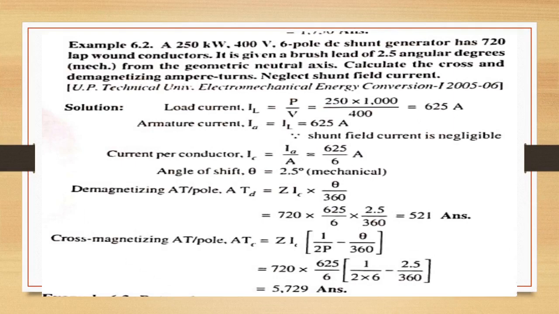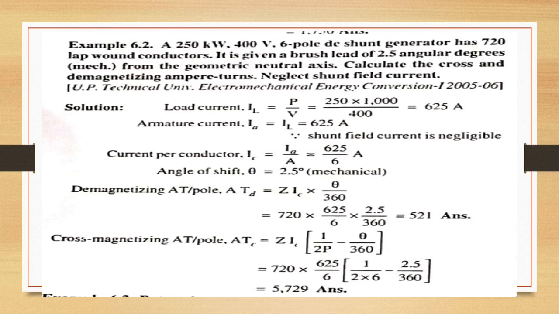Next numerical, a 250 kilowatt 400 volt 6 pole DC shunt generator has 720 lap wound conductors. It is given a brush lead of 2.5 angular degrees from the geometric neutral axis. Calculate the cross and demagnetizing ampere turns. Neglect shunt field current. Let us see the solution. Load current IL is P by V, that is 250 into 1000 by 400, 625 amps.